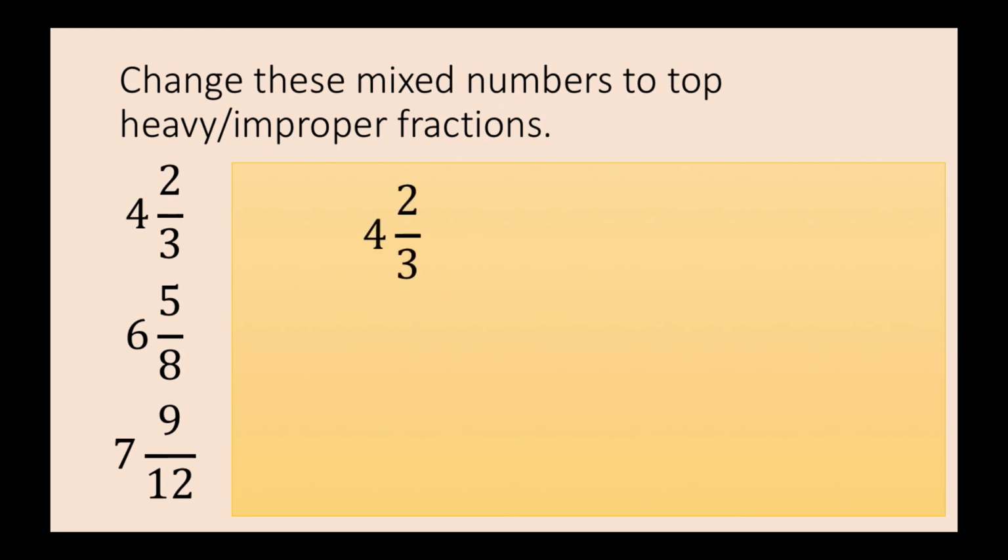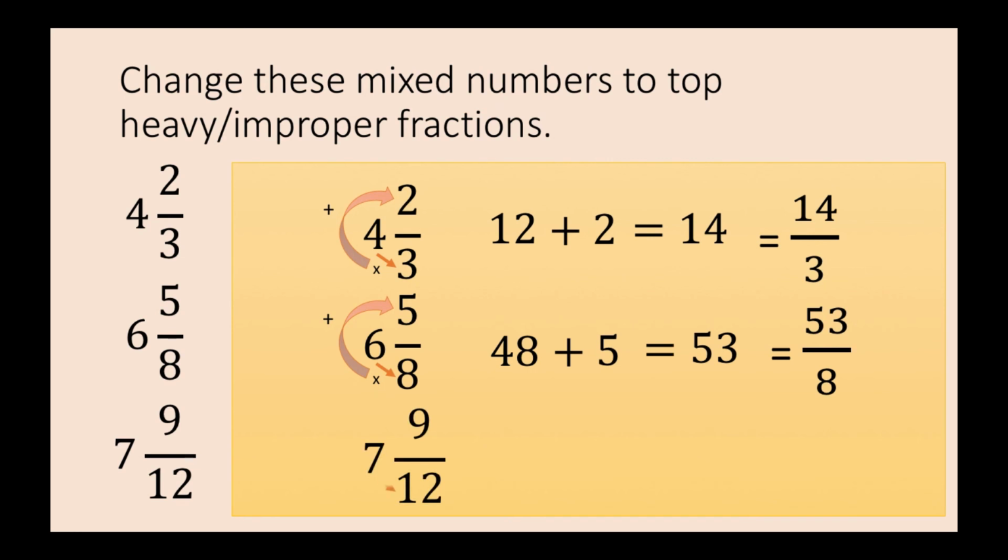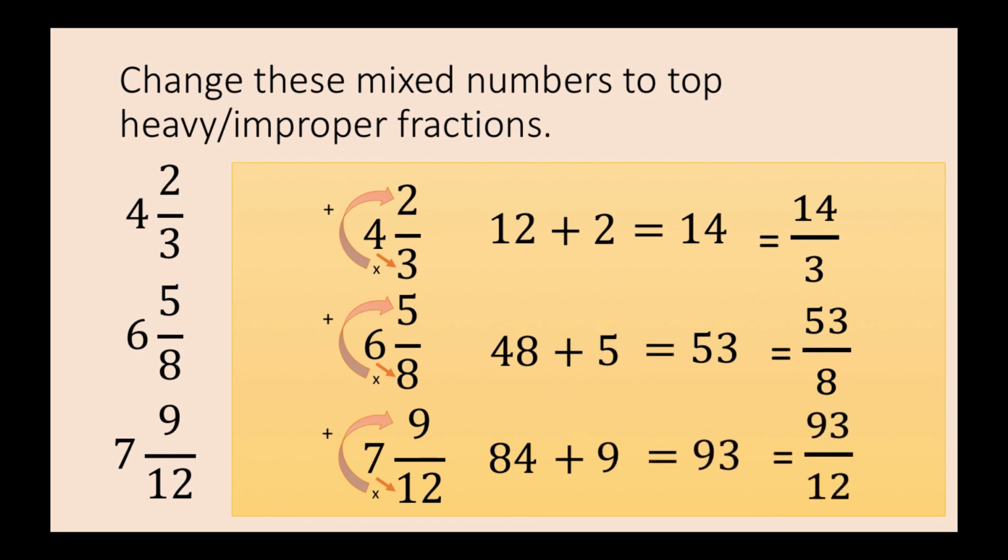So for the first one, we have 4 and 2/3. Don't forget we have to do 4 times 3, which is 12. And then we have to add the 2, which is 14. And then we'll just put it over 3, because 3 is the bottom number of our fraction. For the second one, we have 6 and 5/8. 6 times 8 is 48. Add the 5, 53. So that would be 53 over 8. And then finally, we do 7 times 12, which is 84, plus the 9, which is 93. So it would be 93 over 12.